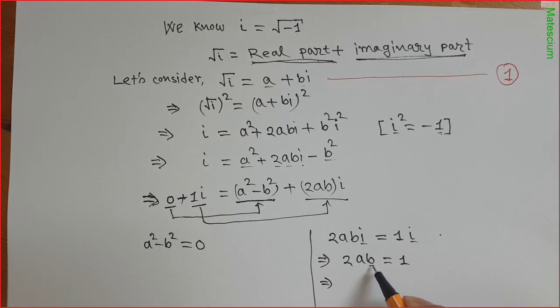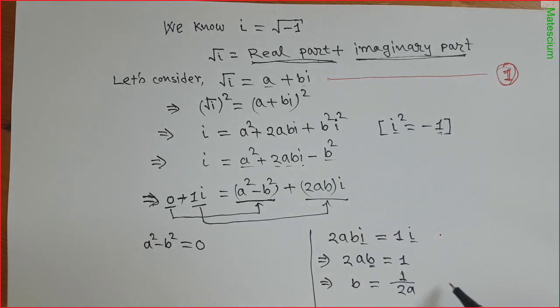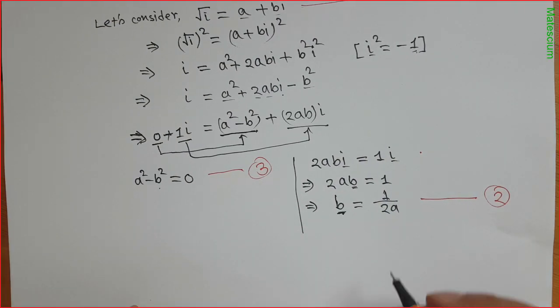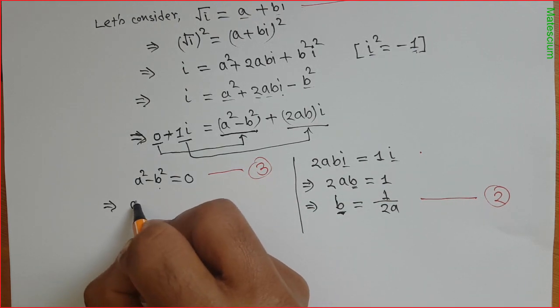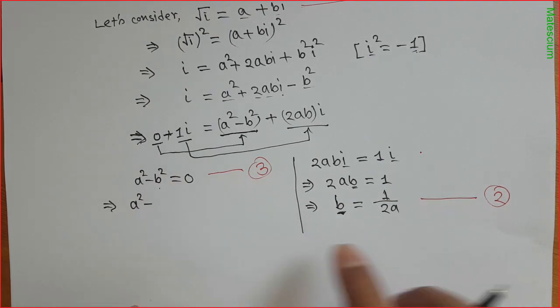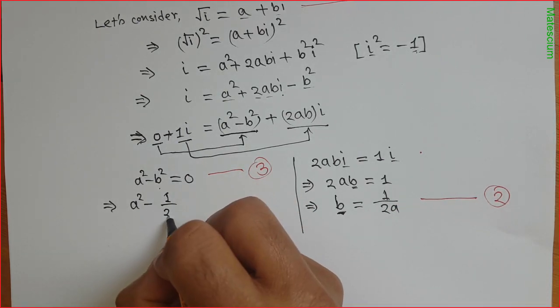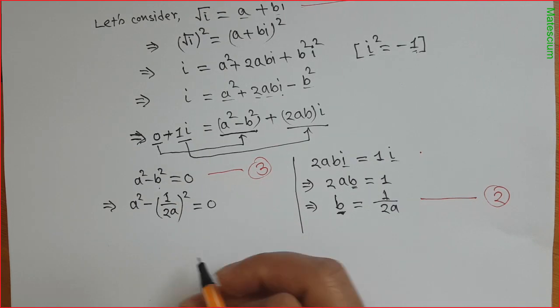And then we can get the value of b. That means b is equal to 1 over 2a. I can write this statement as equation number 1, this statement as equation number 2 and this statement as equation number 3. We can substitute the value of b in equation number 3. That means here a square minus b, where b means 1 over twice a from equation number 2, and remaining is square, which is equal to 0.